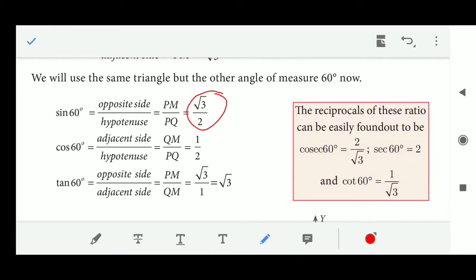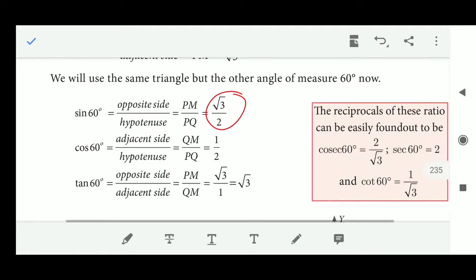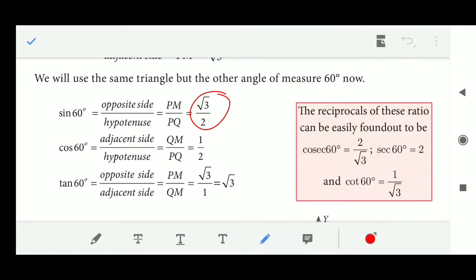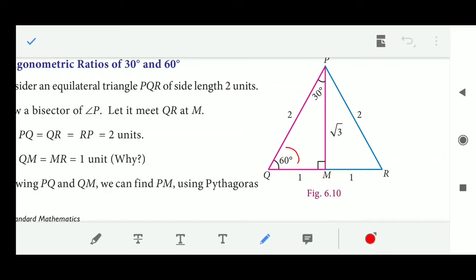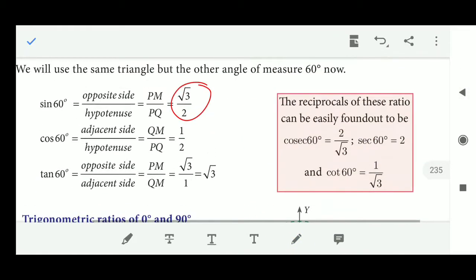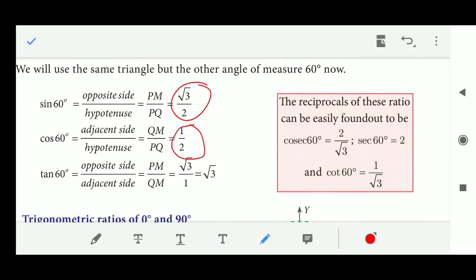Next comes the cos 60 degree. Cos 60 degree is equal to adjacent side by hypotenuse, that is QM by PQ. Look at the triangle. Cos 60 is adjacent side by hypotenuse. What is adjacent side? So adjacent side is 1, hypotenuse is 2. So cos 60 is equal to 1 by 2.